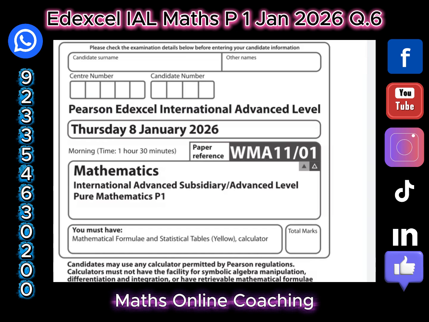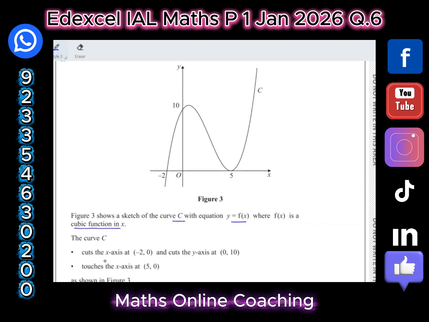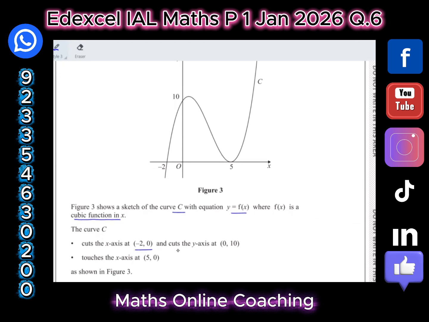Today we are going to solve a question paper of Pearson Edexcel International A-Level Mathematics, Pure Mathematics 1, January 2026 with paper code WMA1101. Question number 6. Figure 3 shows a sketch of the curve C with the equation y is equal to f(x), where f(x) is a cubic function in x. The curve C cuts the x-axis at (-2, 0) and cuts the y-axis at (0, 10). Next, it touches the x-axis at (5, 0), as shown in figure 3.